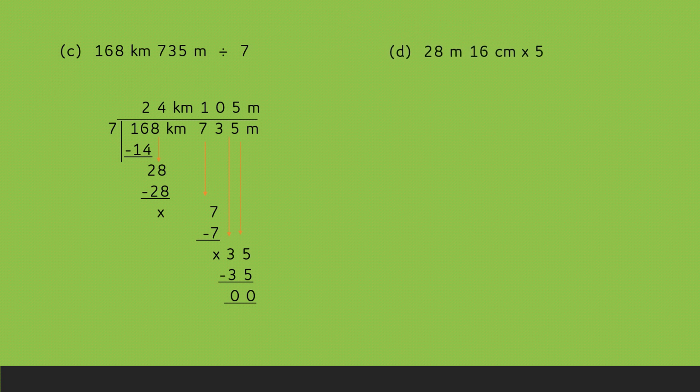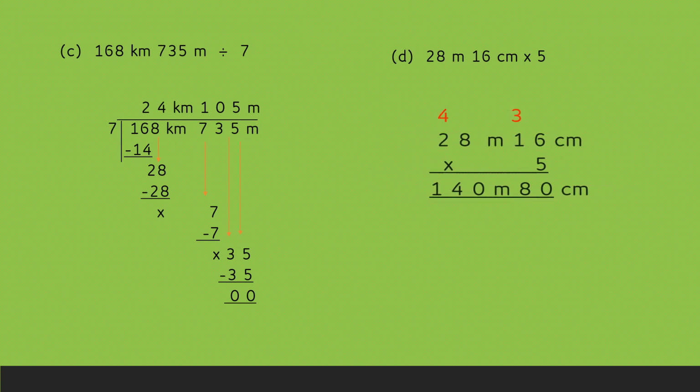Then see children, B part: 28 meter 16 centimeter multiplied by 5. Now 5 6s are 30. 0 you will write in the answer part. 3 as carry. Now 5 1s are 5 plus 3 carry is 8. So 80 centimeter. Then come towards meter part.